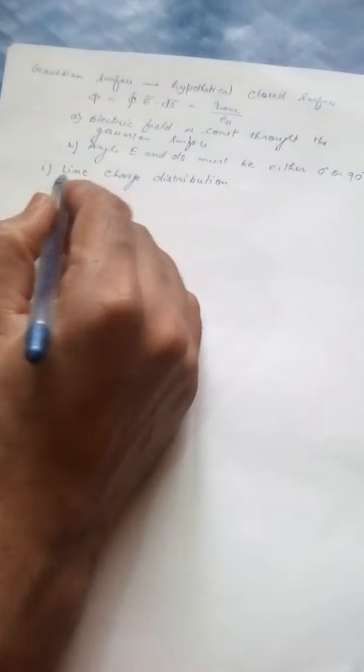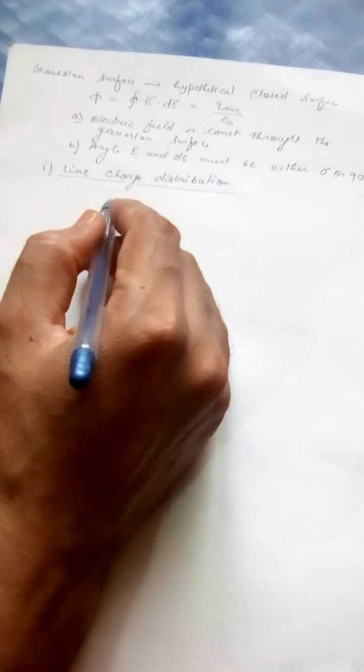So we are going to start. First is line charge distribution. In the previous class, when we were dealing with charge distribution, we did this: if we are not using Gauss law, then also we can find it, but the calculation is very lengthy.